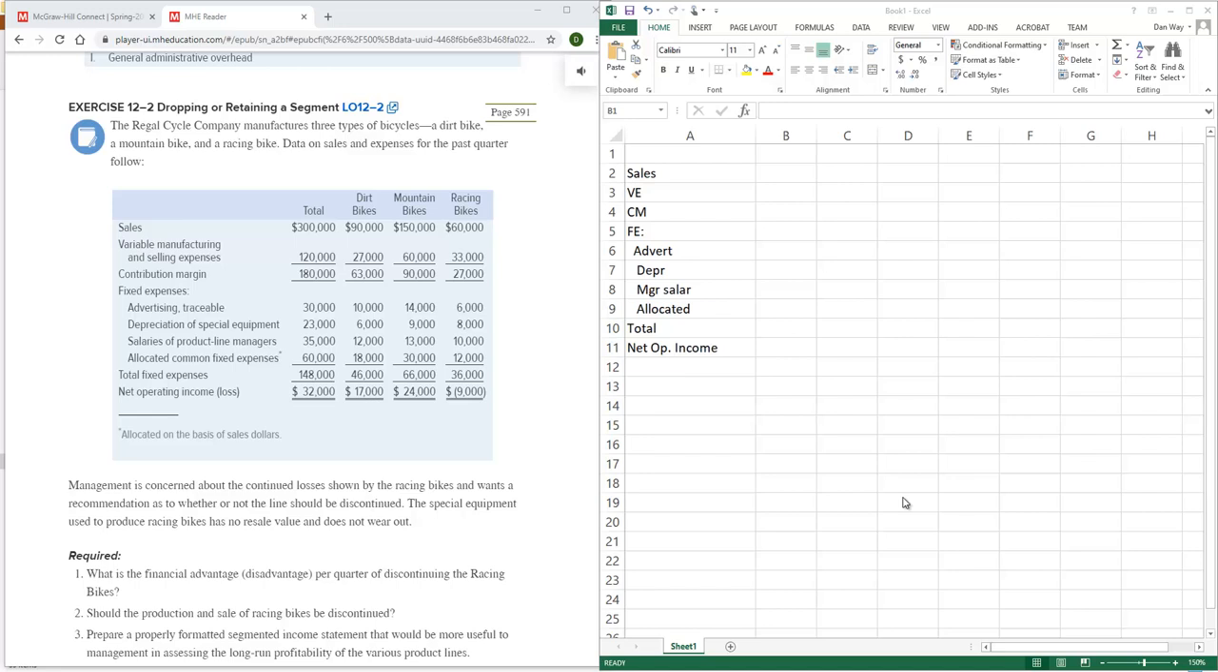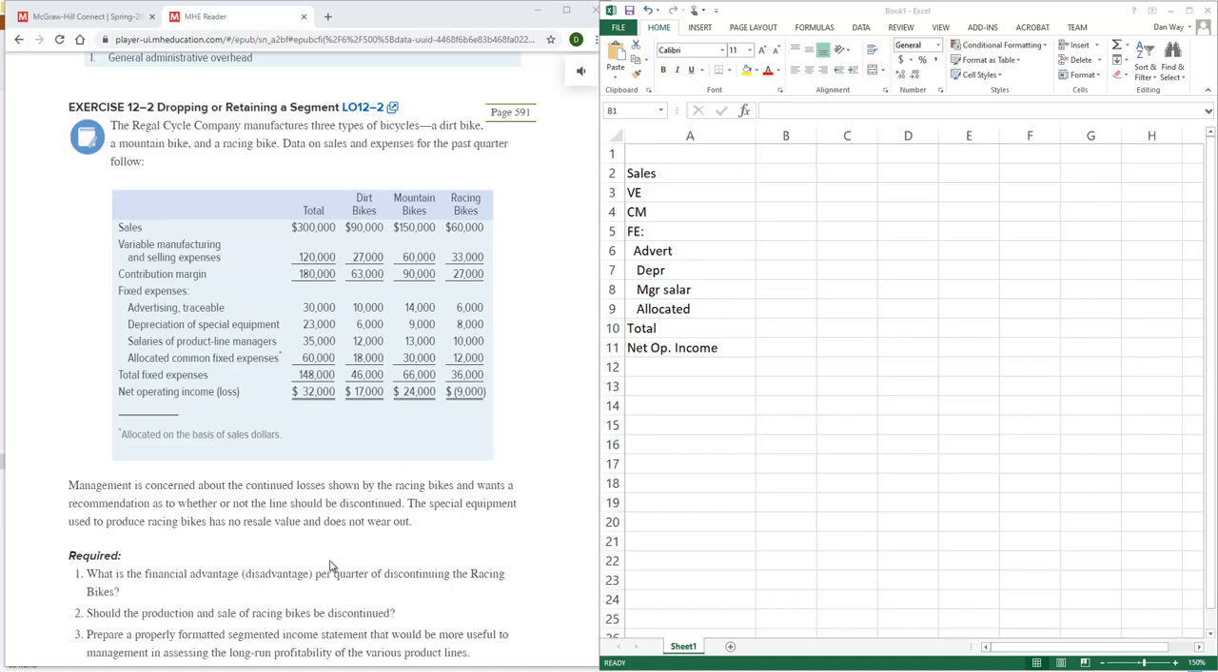We're also told after that that management's concerned about these continued losses shown by the racing bikes, at least on paper, and wants a recommendation as to whether or not the line should be discontinued. We're also told that the special equipment used to produce the racing bikes has no resale value and does not wear out. So that's this line item here. Essentially we're saying that's a sunk cost. If we get rid of the racing bikes, then we're not going to avoid that cost in any way, shape, or form.